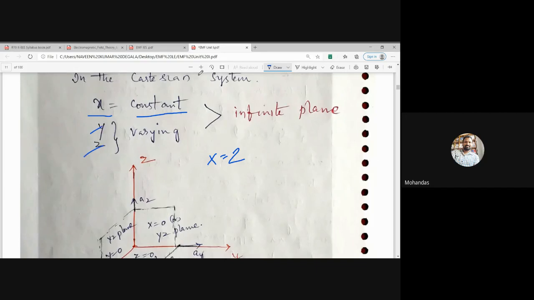Let us take this as our regular coordinate system axes. This is the x-axis, this is the y-axis, and this is the z-axis. Let us observe clearly here. X equal to 2 means between x equal to 1 and 2, so we are at x equal to 2. And we have to keep this x equal to 2 as a constant, right?